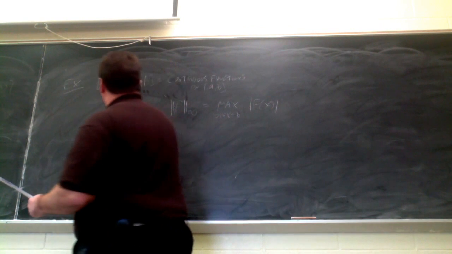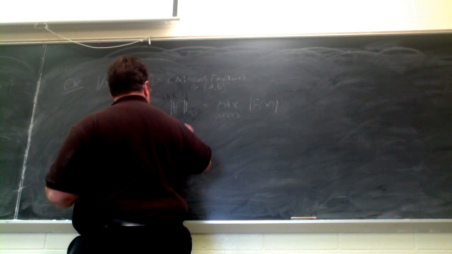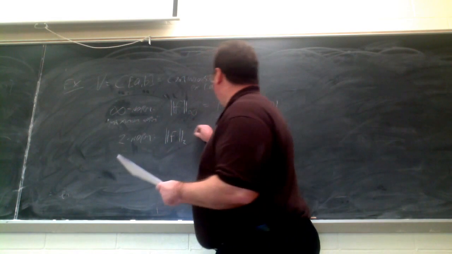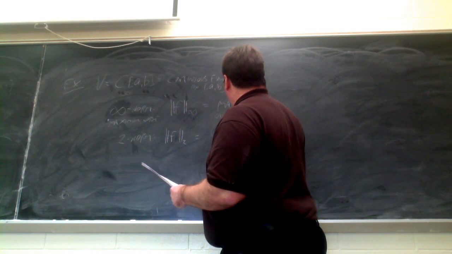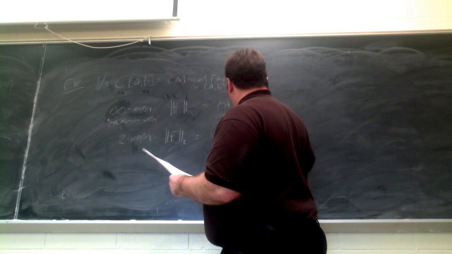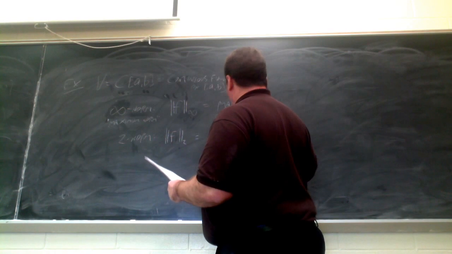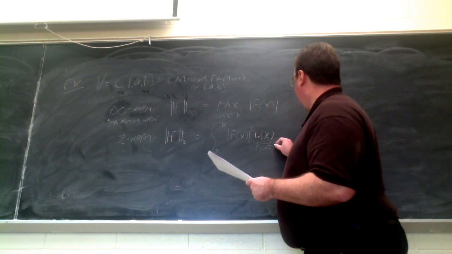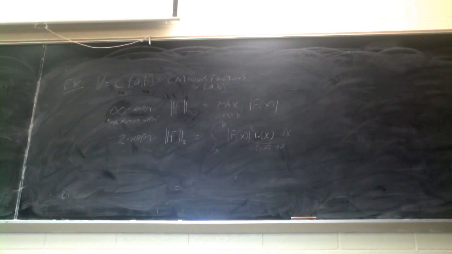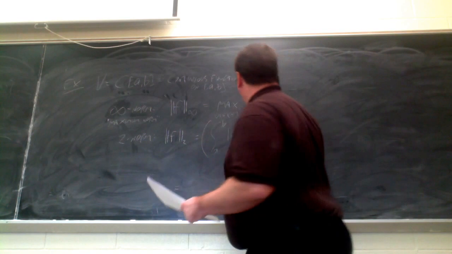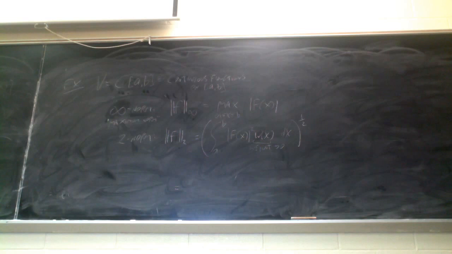And then for the next chapter, it'll be the 2 norm. So use a subscript of 2 for that. You take the integral of absolute value squared, where you optionally have some weight function that's positive on AB. And then you take a square root of all that.